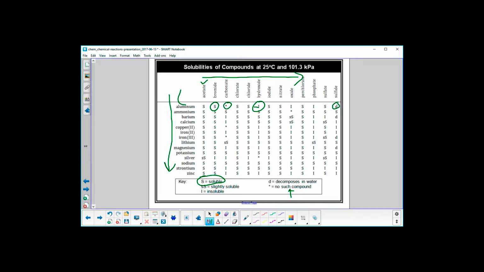Slightly soluble. Okay, let's go down to lithium, go across. Lithium carbonate is slightly soluble. So look at this chart for a while and come up with some different compounds and determine whether they're soluble, slightly soluble, insoluble, decompose in water, or they just don't exist.